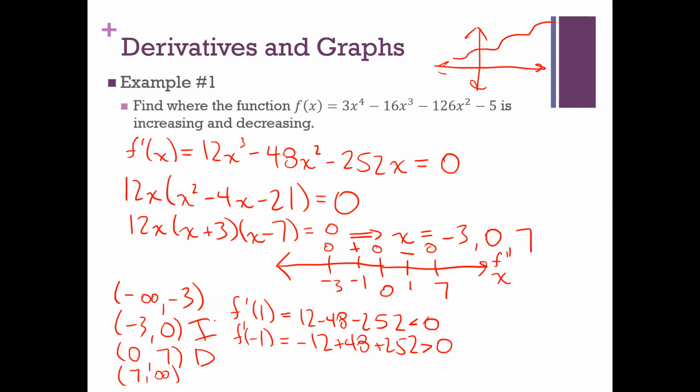What else should we look at? -5 sounds good. And for good measure, we need one more test point. 30 sounds good. So f prime of -5.